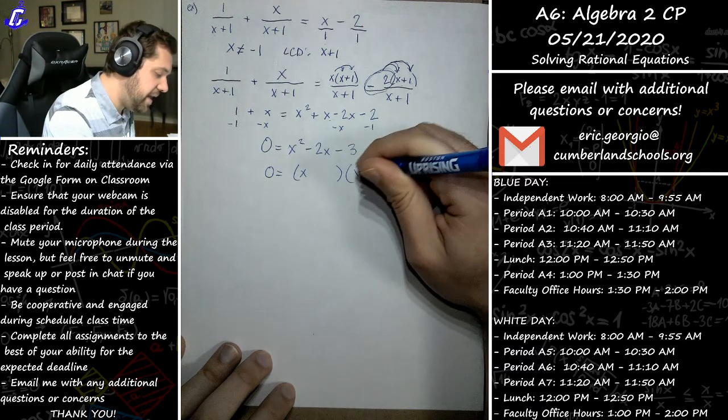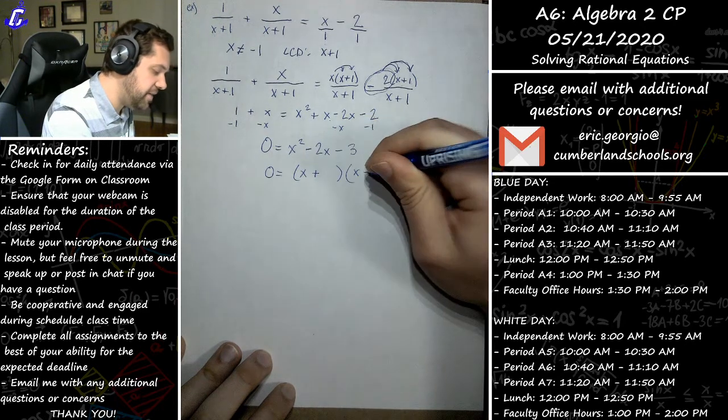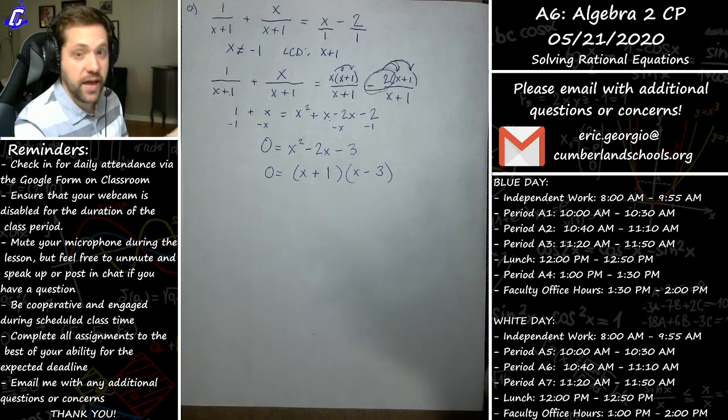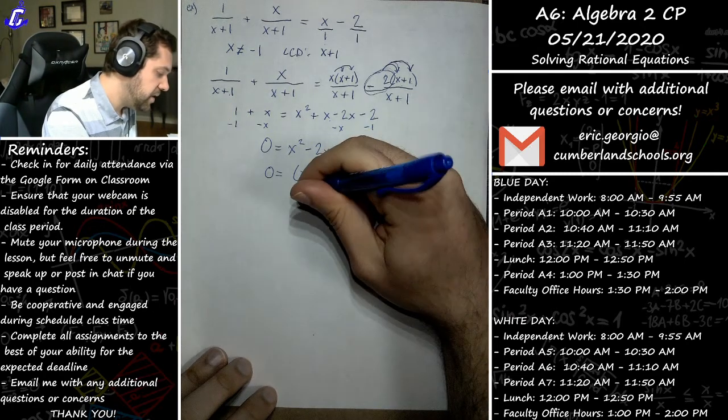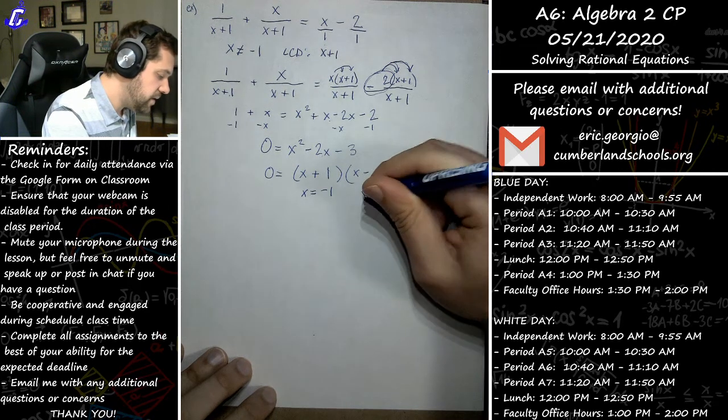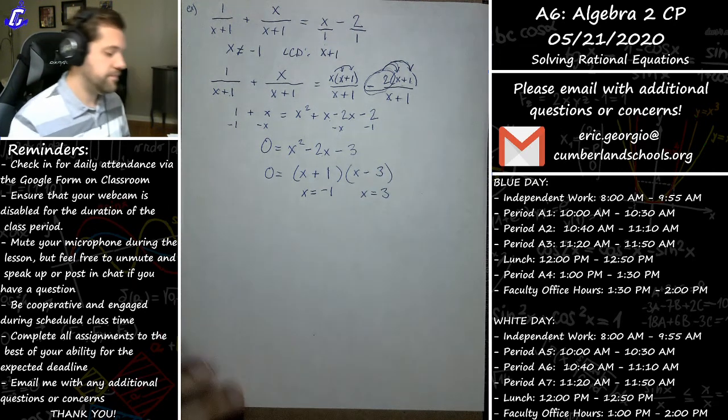We can break that down and factor now. We need x and x. We need different signs, and it looks like -3 and plus 1 is what's going to get us -2 in the middle. We've done a lot of factoring now, so hopefully that's pretty comfortable. So I get a solution of x equals -1 and x equals 3.